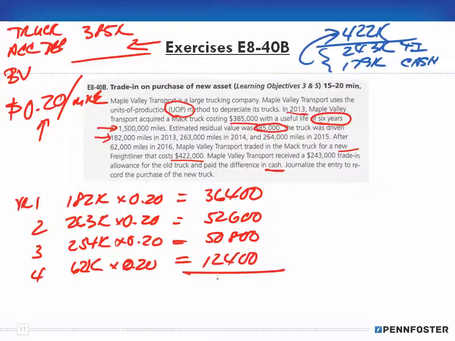Right. So now let me see what my total is. That's 152,200. So that's my total depreciation, right, of 152,200. Okay, so that's all of that math.